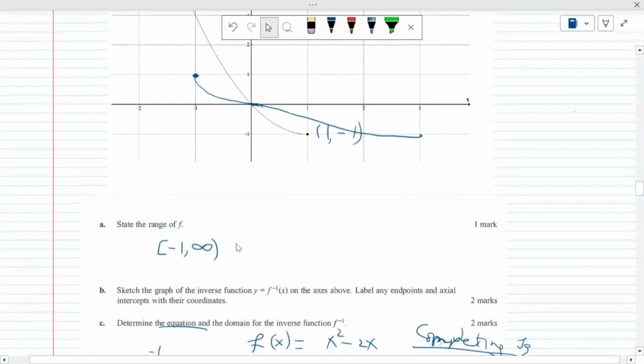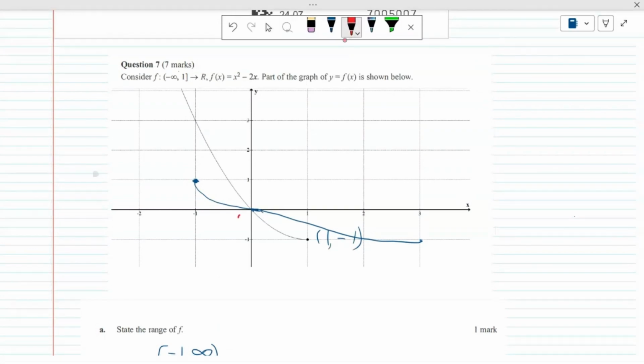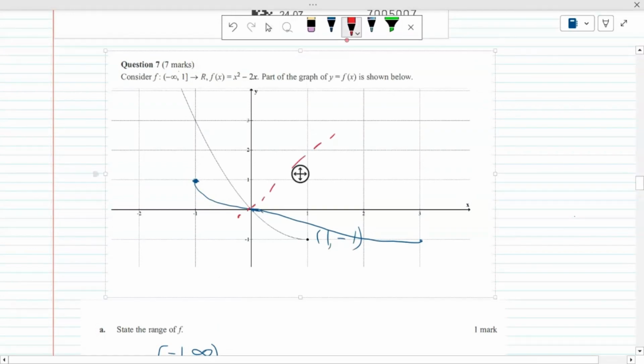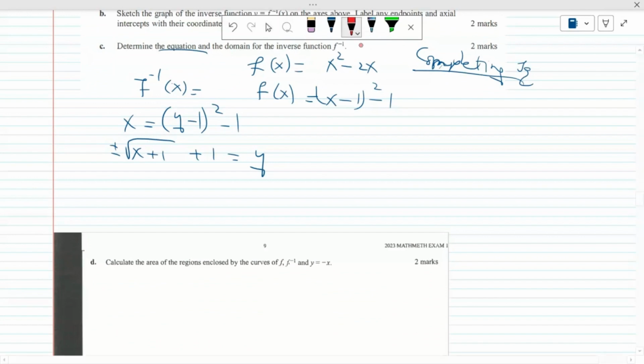Which one should we take? This is a mirror image, and we know that the line y equals x is the mirror line. Now that is the negative side, so we take the negative. Therefore, my inverse of f of x is going to be 1 minus the square root of x plus 1. And the domain, that's the equation, now the domain.